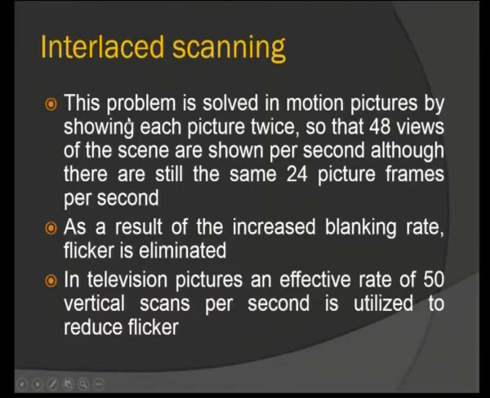If we use 24 frames per second, we will have the flicker problem. So, 48 views per second will avoid this, while there are still the same 24 picture frames per second. As a result of the increased blanking rate, flicker is eliminated. In a television picture, an effective rate of 50 vertical scans per second is utilized to reduce flicker. Even with 48 some flicker will be there, so we extend from 48 to 50 frames per second to completely eliminate the flicker problem.